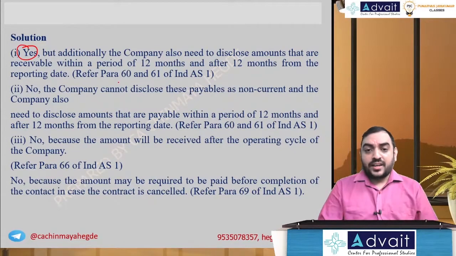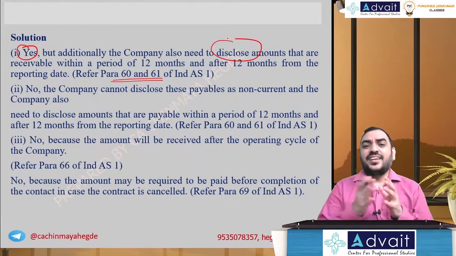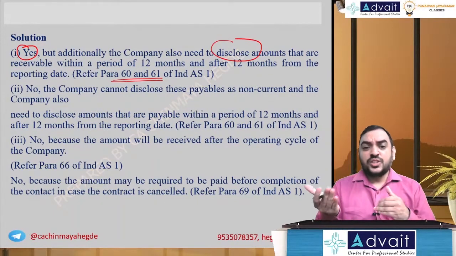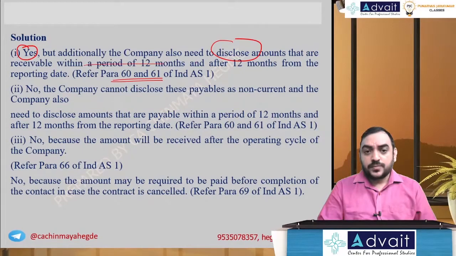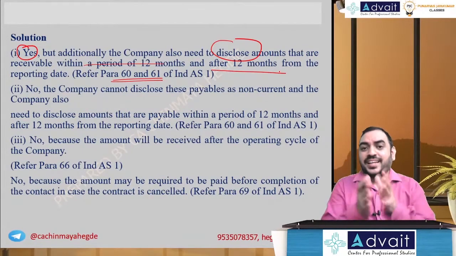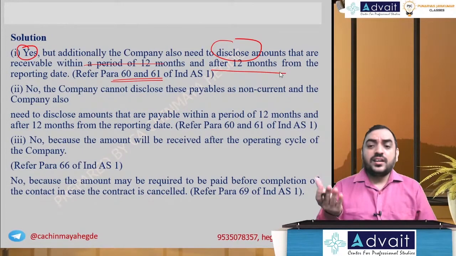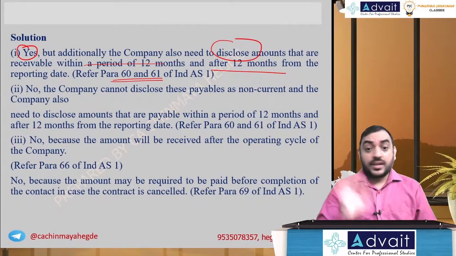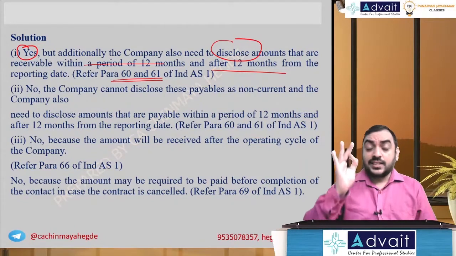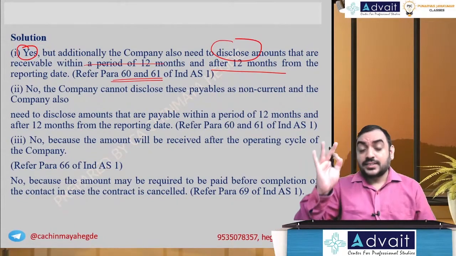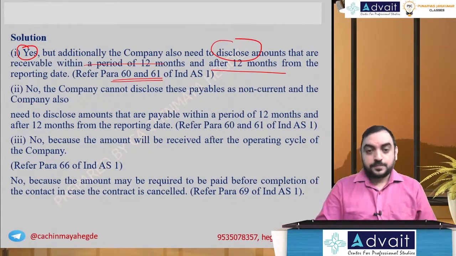But one paragraph of Ind AS specifically says if it is after 12 months, you need to disclose the amounts. This is like an aging analysis. Anything receivable within a period of 12 months and after 12 months, you need to make a separation. Within 12 months, how much? After 12 months, how much? It's like aging analysis. That's only an additional disclosure purpose, but does not mean it is a non-current item. It will still be a current item only, as it is within operating cycle of 18 months.